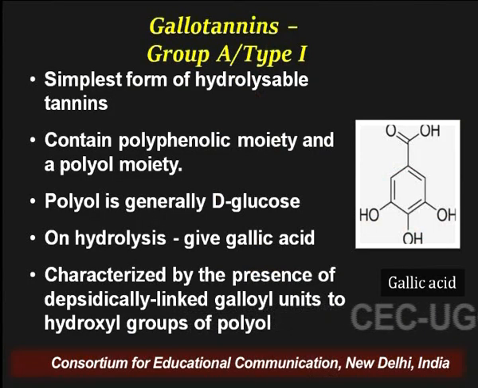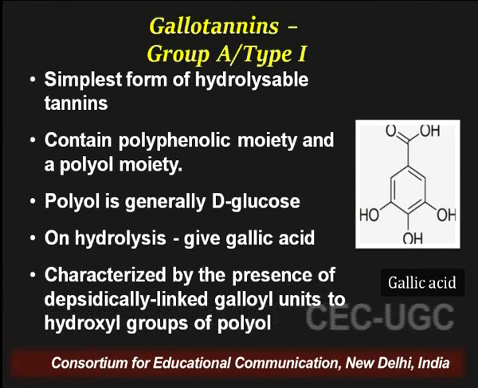Now, since these are hydrolyzable tannins, gallotannins are those tannins which on hydrolysis give a gallic acid unit or the gallic acid moiety. If we broadly look into the structure of gallotannins, it has a polyphenolic moiety as well as a polyol moiety or the sugar moiety, which can be glucose or mannose, but generally it is a D-glucose structure. These are characterized by the presence of a depsidic arrangement of galloyl units that are linked to the hydroxyl groups of the sugar molecule.